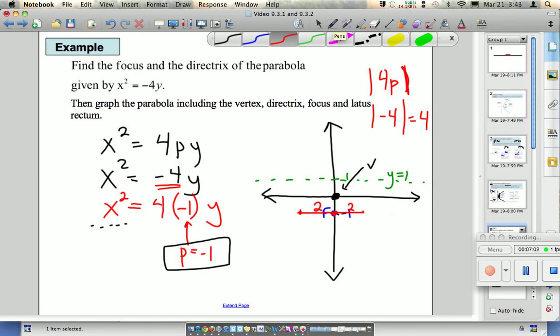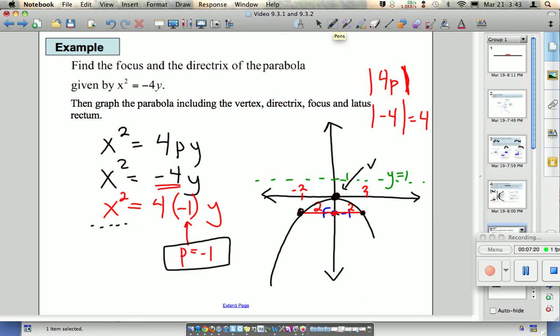Okay, so I'm going to go 2 to the left and 2 to the right. So this would be 2, and this would be -2. And that's going to help me find my 3 points. Now I have 3 points for my parabola. I have my vertex, and I have these 2 points here. Those are the endpoints of my latus rectum. And now I can sketch in my parabola. Okay, so those are key points in order to graph it when it's written in this form.